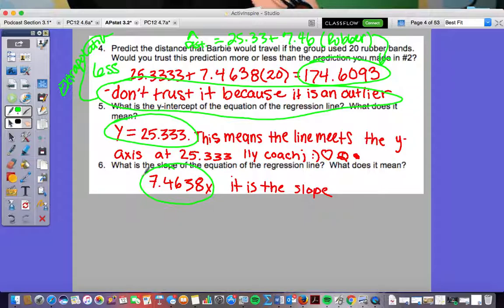This one said, someone, and I haven't gone over this yet, said this means the line meets the y-axis at 25.33. Illy Coach J. I don't know. Is that what it says? Yeah. L-L-Y? Lee Coach J? Oh, L. Oh, weird. I have no idea who that was. I'm a little creeped out right now. We'll continue. All right, so Probably Lindsay. it's Lindsay, yeah. All right, so 25.33.